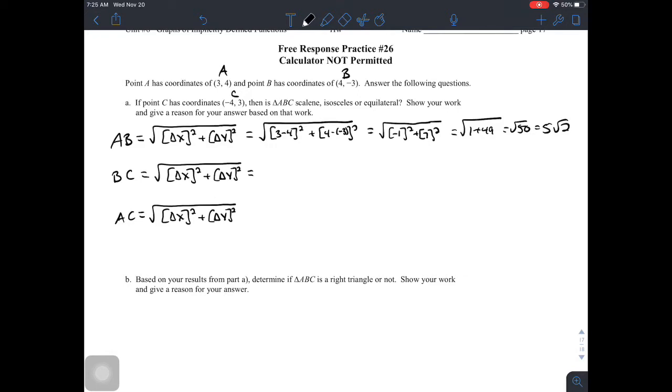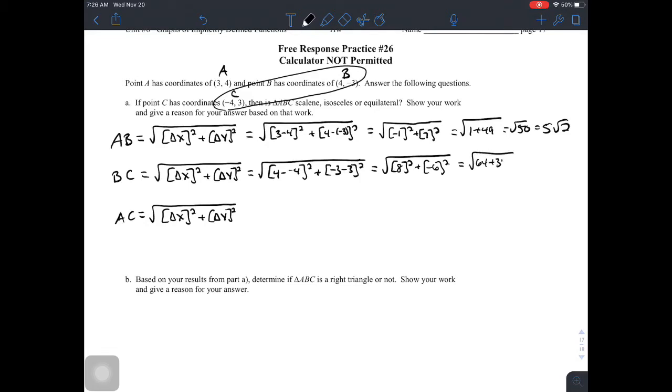BC. So I'm looking at this right here. I'm going to take B minus C. You can take C minus B. It doesn't matter. So I'm going to have 4 minus a negative 4 squared plus negative 3 minus 3 squared. Subtracting is not easy. 4 minus a negative 4 is like 4 plus 4, which is 8. Negative 3 minus 3 is like negative 3 plus a negative 3. That's a negative 6. 8 squared is 64. Negative 6 squared is 36. If you sum those, you get square root of 100. Square root of 100 is 10.